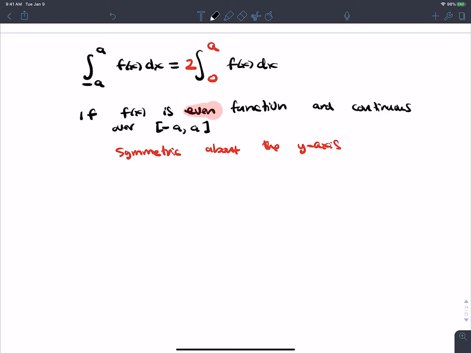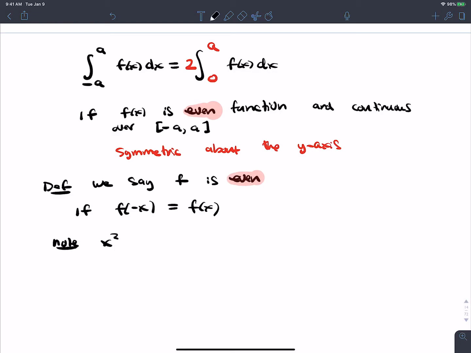And let's remember, what's your definition here of a function being even? Right? We say f is even if f of minus x equals what? F of x. So even functions are very important for us. What are the most popular even functions again? X squared, x to the fourth, x to the sixth, x to the eighth, pretty much every even power, okay?